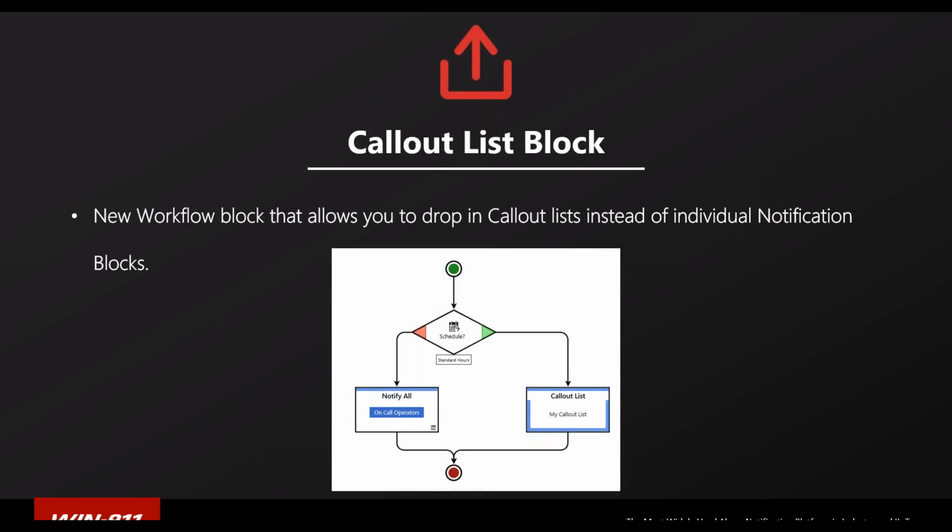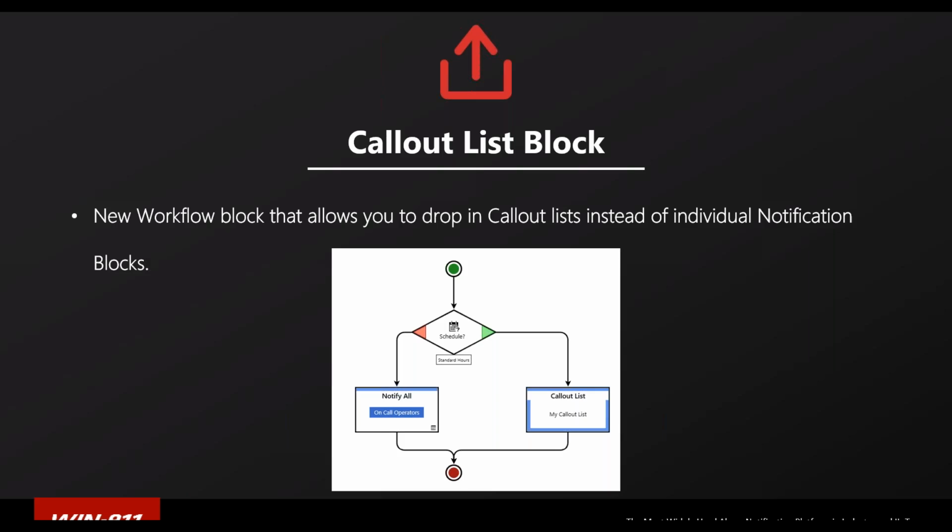And the last feature change that we added for this release was a callout list block. So in a workflow, if you ever use workflows and advanced notification policies, you've probably noticed it's kind of a pain to drop individual notification blocks into a workflow. So we added a new feature for callout lists. Instead of adding individual people into the list, you can just drop a callout list in and add all your people to that callout list, and then it's much easier to build out a workflow this way rather than going one by one by one.